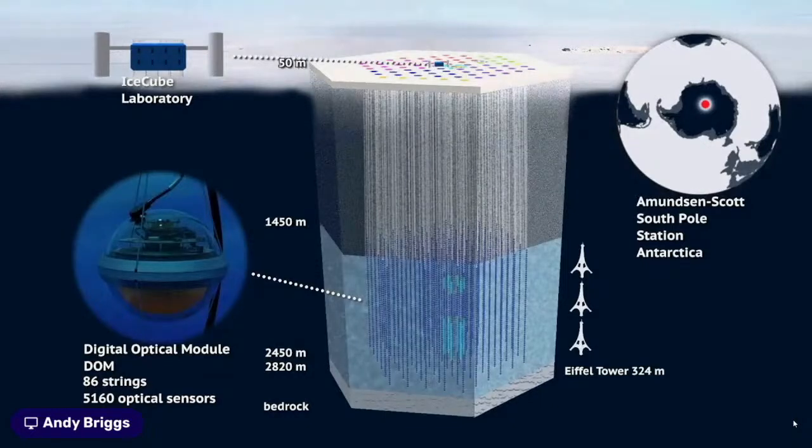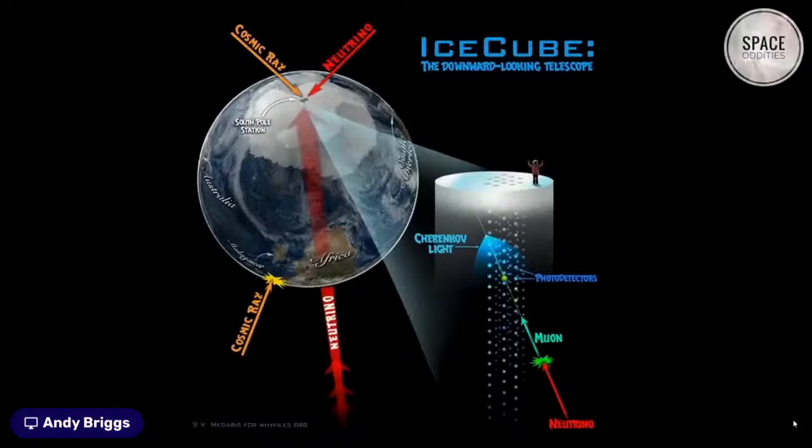Now, the detector is not just useful for detecting neutrinos, it's also useful for detecting cosmic rays. And here we have a graphic showing you IceCube, the downward-looking telescope, because these neutrinos have passed through the Earth before coming out of the ground at the South Pole. But the detector is also useful for looking at cosmic rays, and as cosmic rays hit the atmosphere, they decay into particles called muons, which pass through the detector.